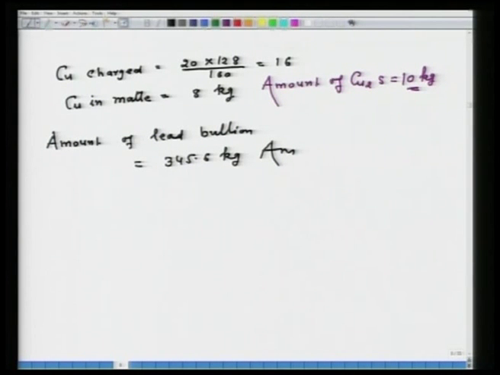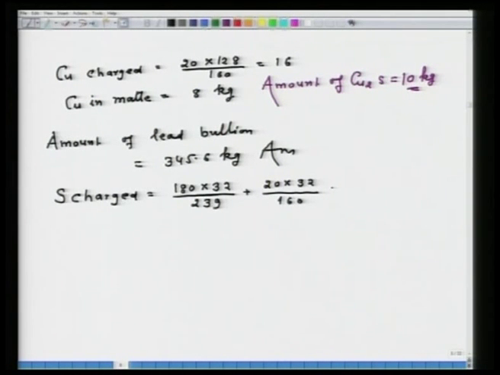Let us calculate now matte and calcium carbonate. We have calculated only lead bullion. Now, in order to calculate matte, we have to do some exercise. First of all, we have to calculate how much amount of sulfur is charged. Say sulfur charged will be equal to 180 into 32 upon 239 plus 20 into 32 upon 160, and that makes 28 kg. That much amount of sulfur is being charged.